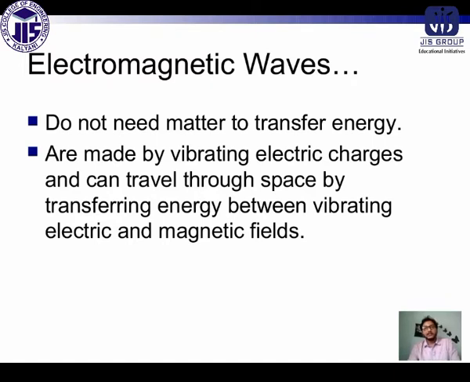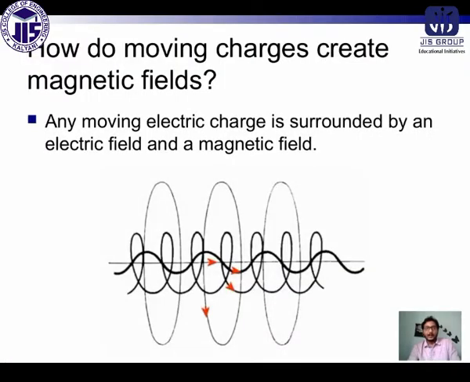And obviously these electromagnetic waves are made by vibrating electric charges and can travel through space by transferring energy between vibrating electric and magnetic fields. So if we consider light, light is an electromagnetic wave. It means there will be electric waves as well as magnetic waves. So altogether these two waves can travel through a vacuum also.